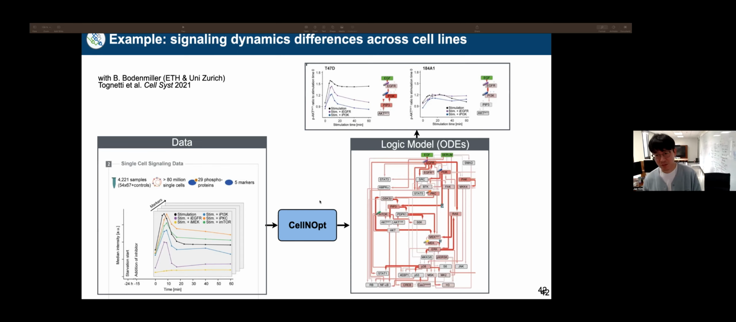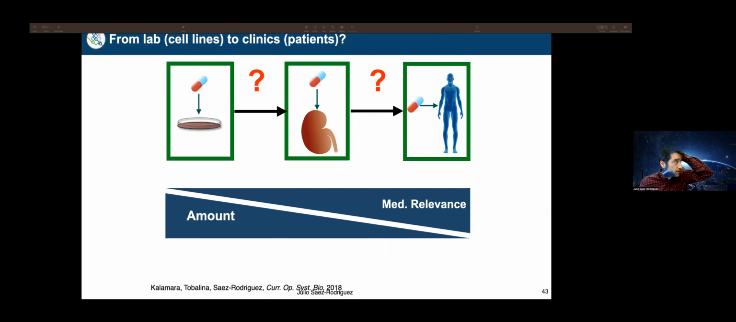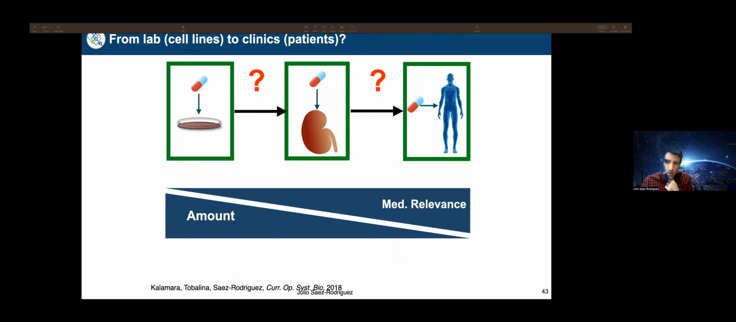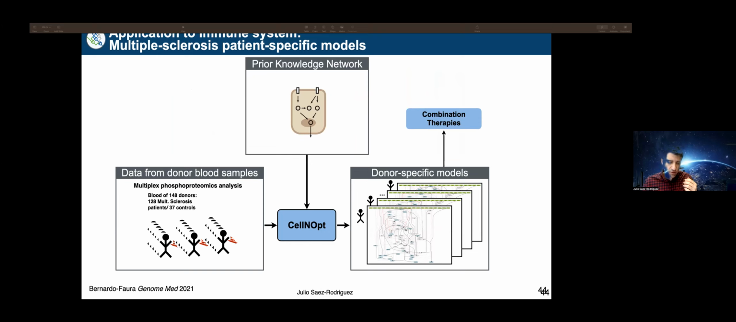And the last thing on this context I wanted to say is that this data is very nice, as I was saying, but this is on cell lines. Ultimately, we would like to understand these processes in patients so that we can better understand treatment in patients. But there we have much less material, right? So it's more relevant, but it's much harder to get material. One case where we can get a good amount of material from patients is from the blood. The blood is more accessible. And in fact, we did a study on the blood of patients with multiple sclerosis.